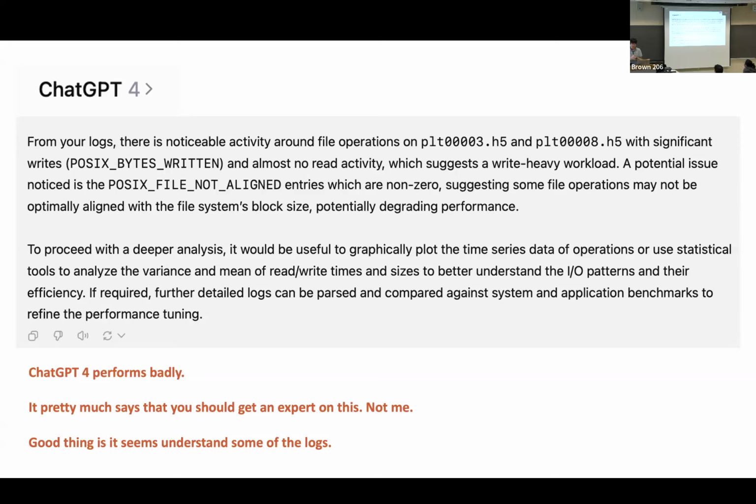So the output of ChatGPT-4 is pretty bad at the moment. I think it performed really badly because it pretty much says that you should talk to an IO expert, not me, right? It says that.